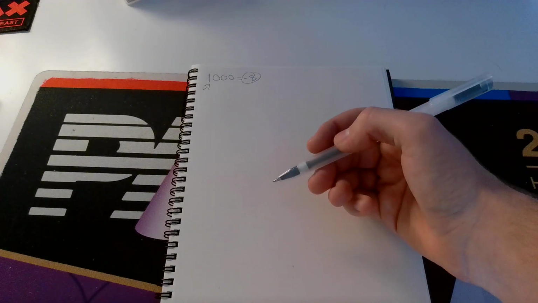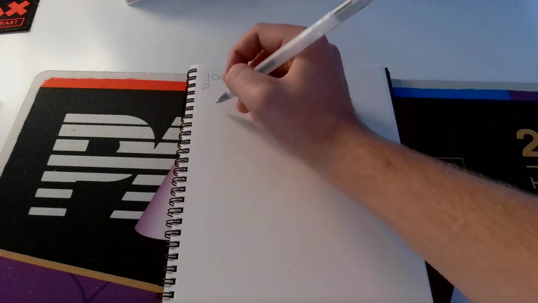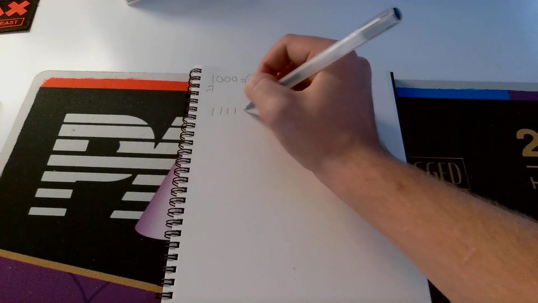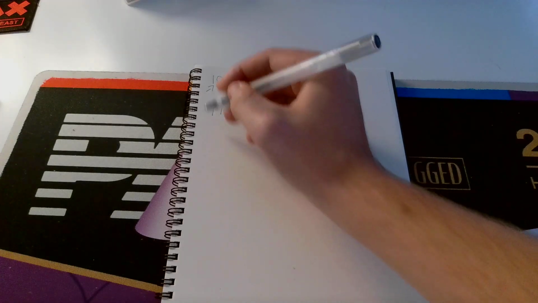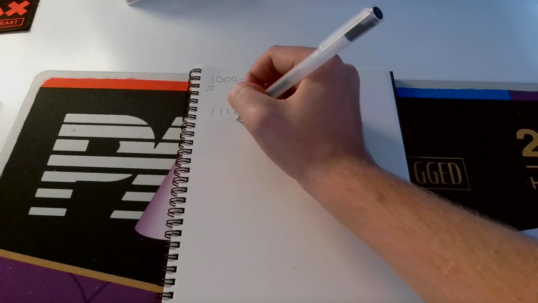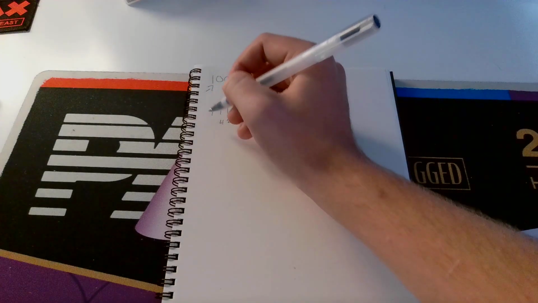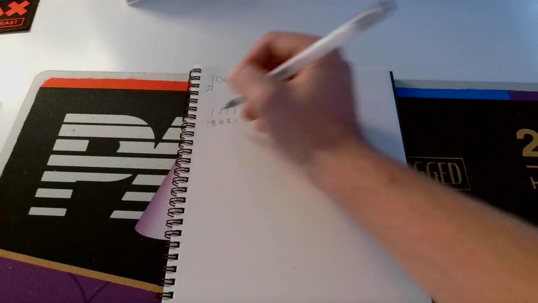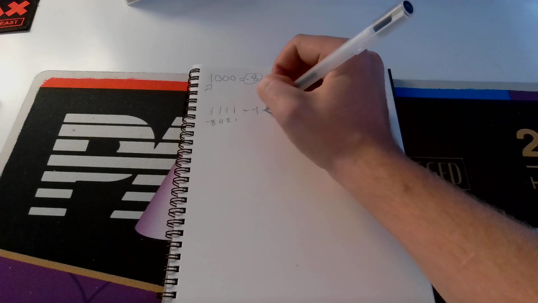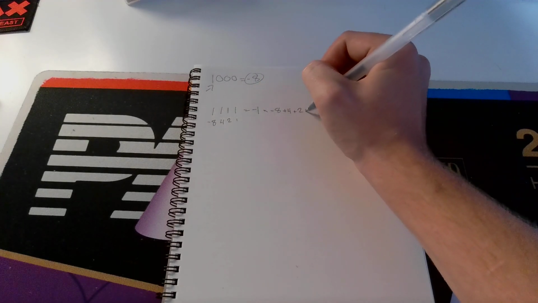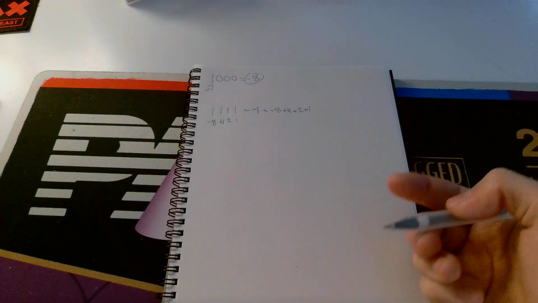Let's take a look at negative 1, which we found before is represented by 1, 1, 1, 1. Now if we look at this in binary, this is the 1's place, this is the 2's place, this is the 4's place, and this is the negative 8's place. So in this case, negative 1 equals negative 8 plus 4 plus 2 plus 1, which is negative 1.